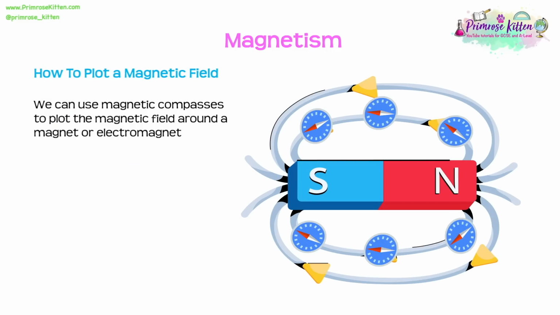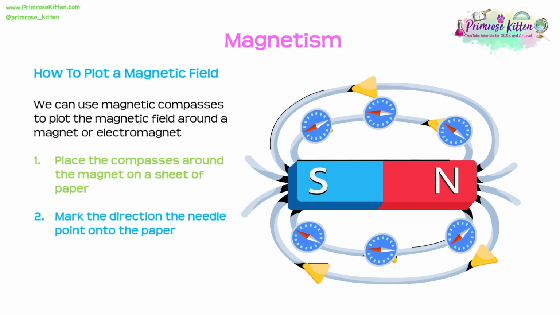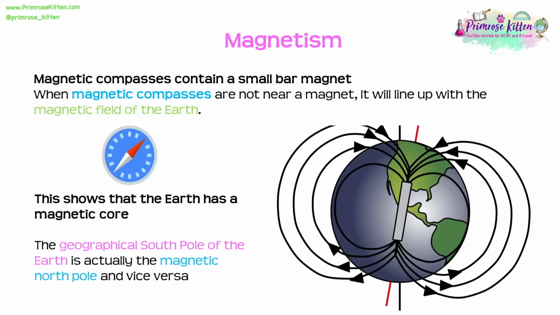In the exam, we might be asked how to plot a magnetic field, and we can do this using magnetic compasses. So our first step is you're going to place the compasses around your magnet on a piece of paper. We will then mark the direction that the needle points onto the paper, and then finally we join these points together, and this will show the field lines.